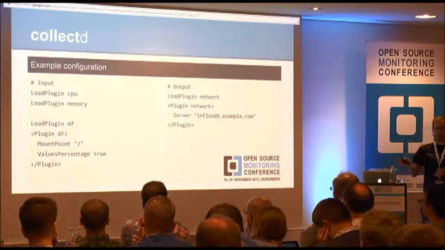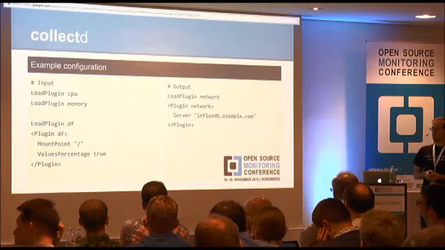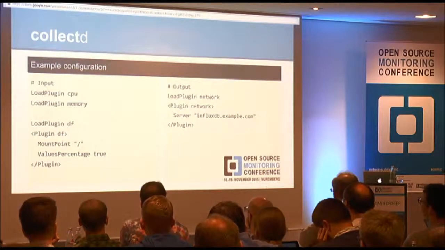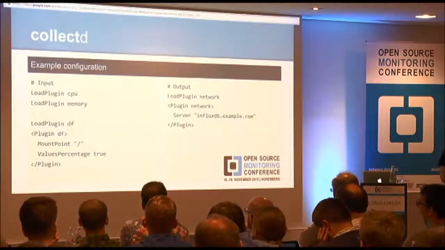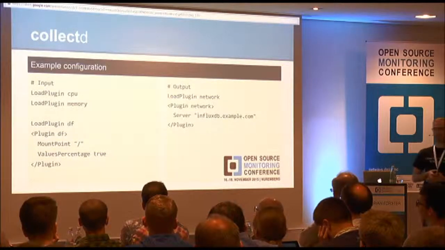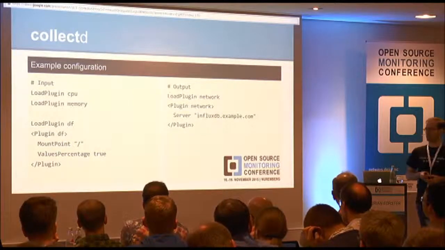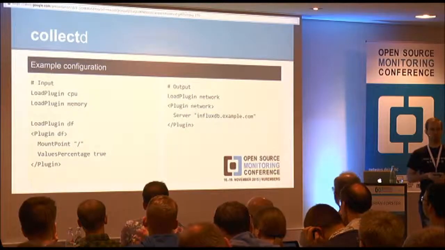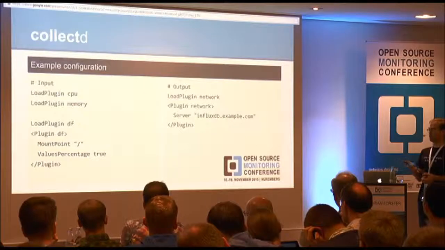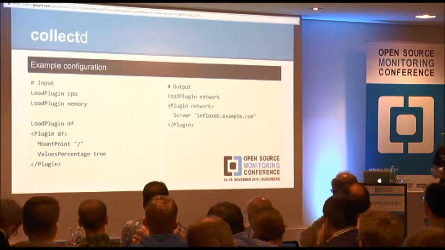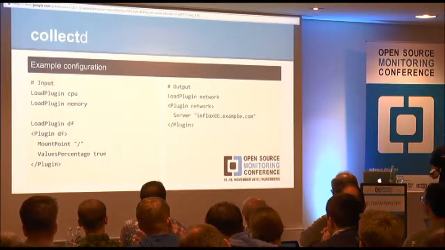This is a very, very bare-bones, simple configuration for Colleague D. On the left-hand side, you see two input plugins being loaded, or three, actually, sorry. The CPU and memory plugins, which don't need any additional configuration, and the DF plugin, which reads the amount of free and used disk space on partitions. On the right-hand side, you see an output plugin. I've chosen the network plugin in this case, which can send data over the network.